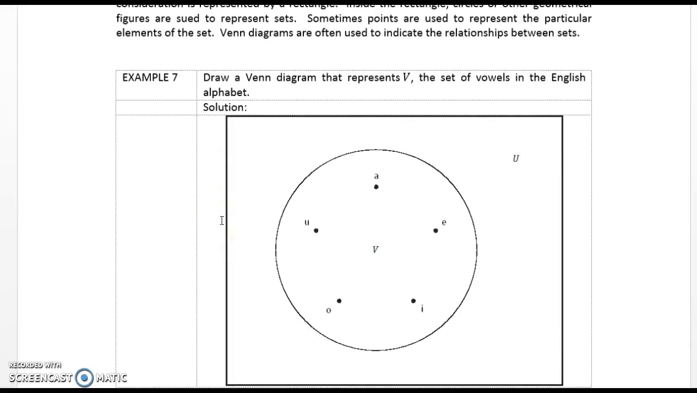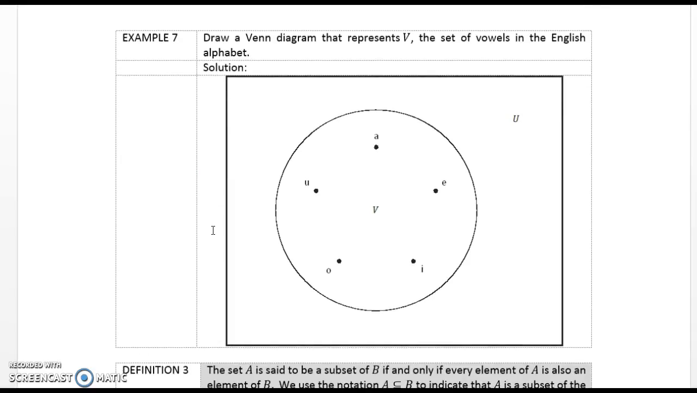Example 7. Draw a Venn diagram that represents V, the set of vowels of the English alphabet. Solution. We have the rectangle U representing all the letters of the English alphabet, and inside of U we have a circle, and inside that circle we have the vowels a, e, i, o, u.